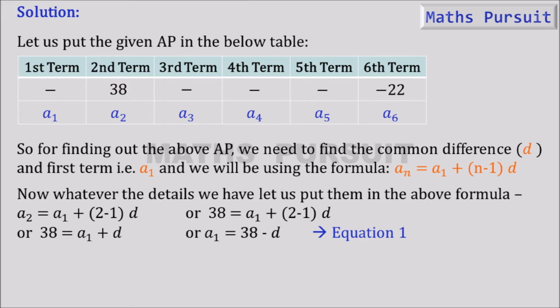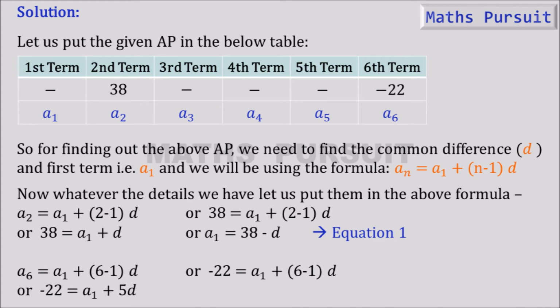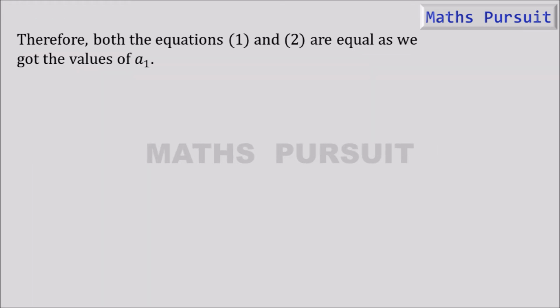Now let us move to the sixth term because we have some details for the sixth term also. So we are putting the details of this sixth term. We get A6 is equal to A1 plus 6 minus 1 into D, or minus 22 is equal to A1 plus 6 minus 1 into D. So here the value of A6 is minus 22 and the value of n is 6. So replacing those values, our equation became minus 22 is equal to A1 plus 6 minus 1 into D, or minus 22 is equal to A1 plus 5D, or A1 is equal to minus 22 minus 5D. Let us name this as equation 2. Therefore both the equations 1 and 2 are equal as we got the values of A1.